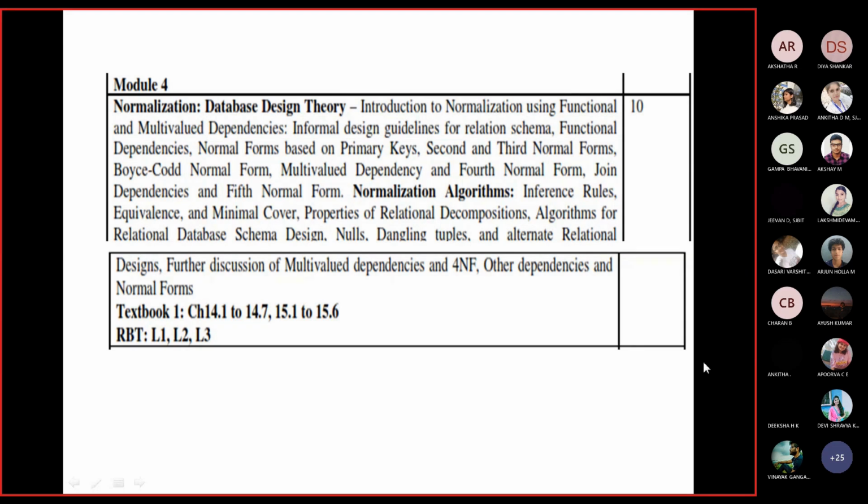Then we'll also concentrate on normalization algorithms, that is inference rules. Whatever we have studied earlier, the same thing has been covered. We'll also see some algorithms for how you can find the minimal cover for the functional dependency, and the properties of relational decomposition, and algorithms for relational database design schema, and null and dangling tuples, and also the alternative relational designs, further dependencies of fourth normal form and all. In order to study these topics, these are the textbooks, and in each topic that you need to concentrate on, it has been defined in this case.